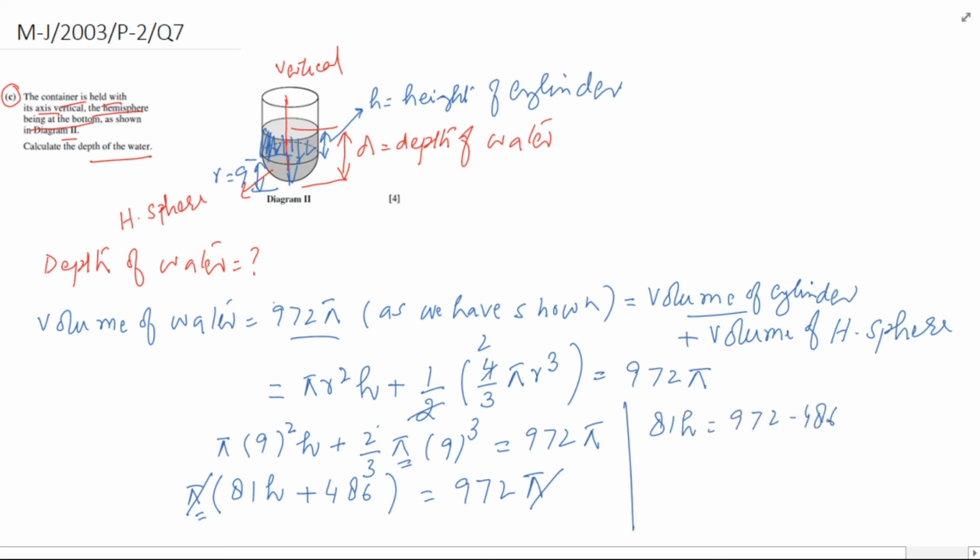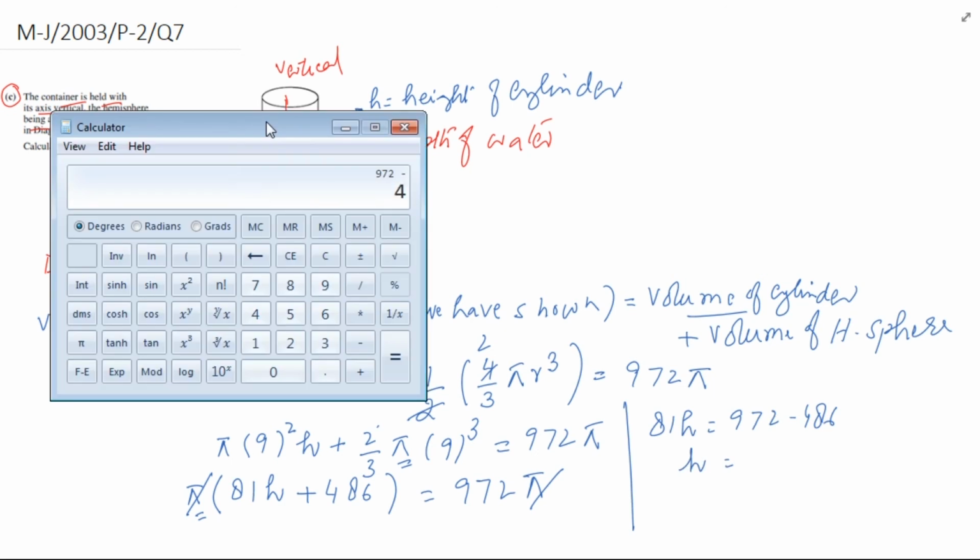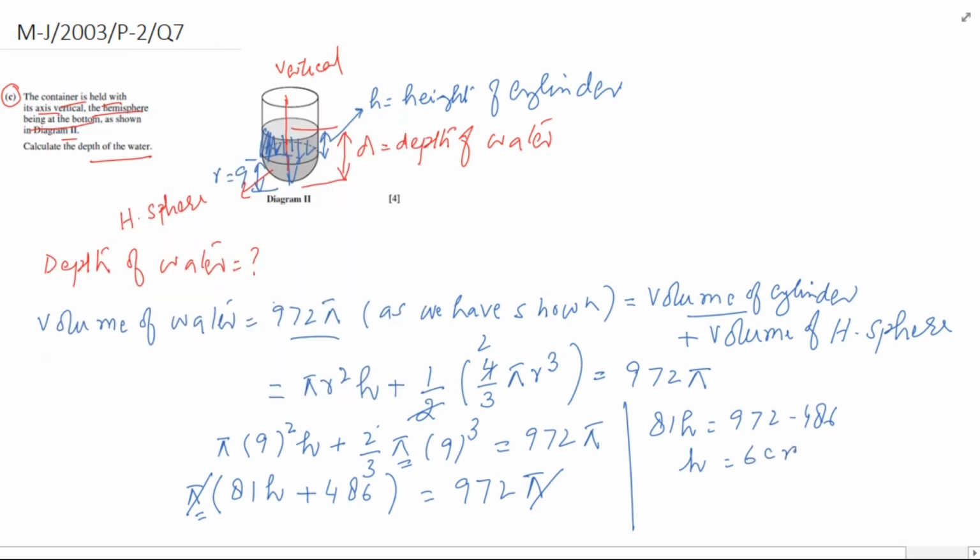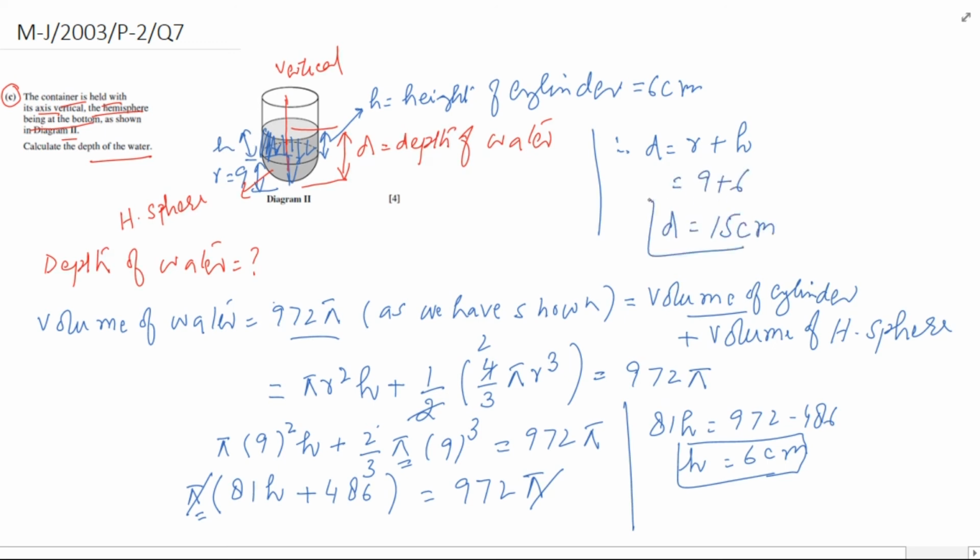81h is equal to 972 minus 486. h is equal to 486 divided by 81. We get 6 centimeters. So the height of the cylinder is H equal to 6 centimeters. Therefore D is equal to R plus H, which is 9 plus 6. So D is equal to 15 centimeters. Therefore the depth of water is 15 centimeters.